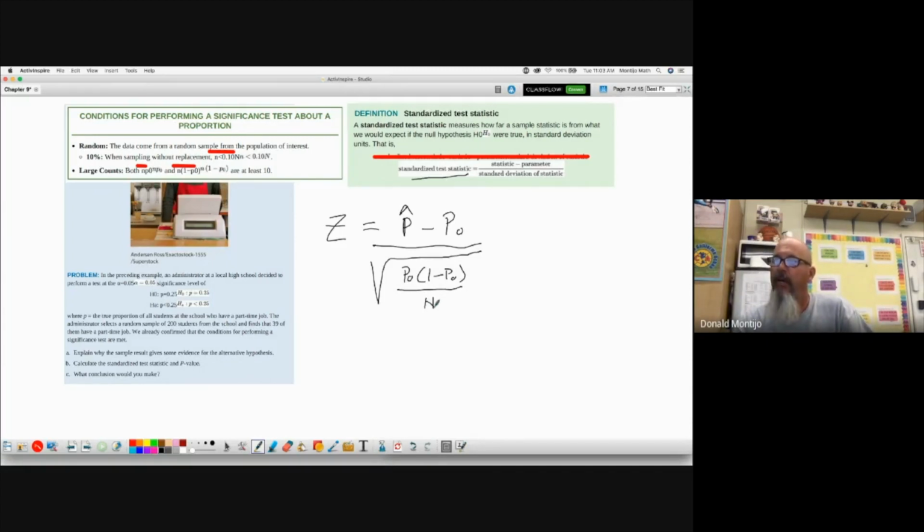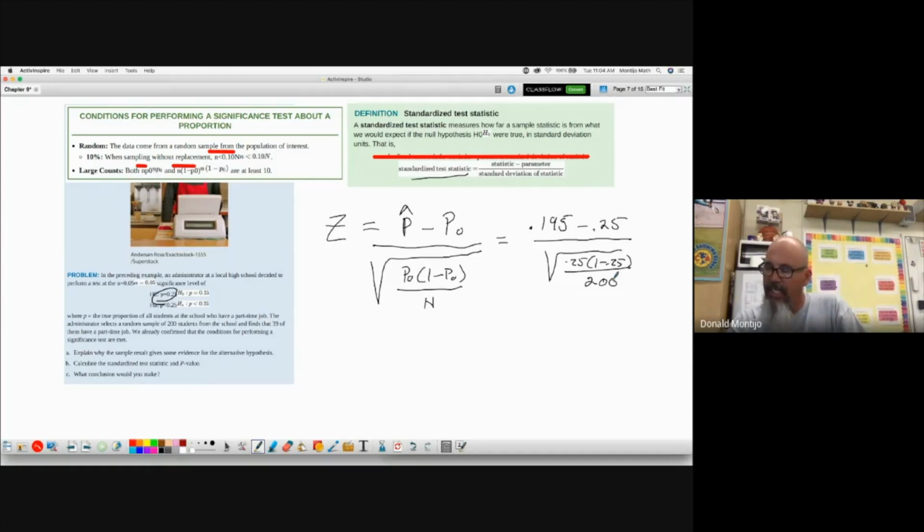So I have all this data. Now I'm just going to plug and chug. Okay, so p hat is 0.195 minus the proportion from the null, 0.25, divided by the square root of 0.25 times 1 minus 0.25 over n. In this case, n was 200. We randomly selected 200 students. I'm not going to show you how to plug all those numbers into the calculator and push buttons because I'm pretty sure that you guys would be able to do that on your own.